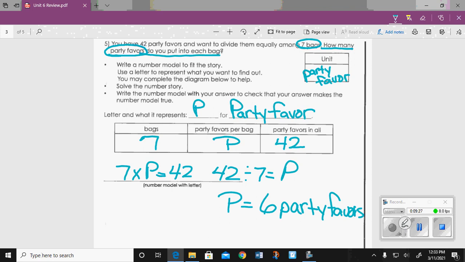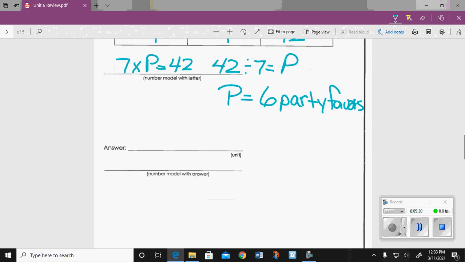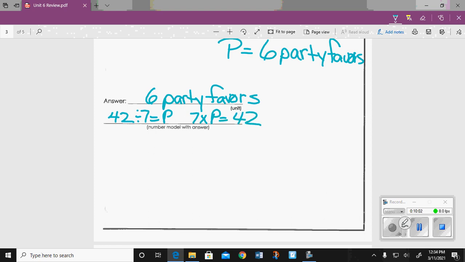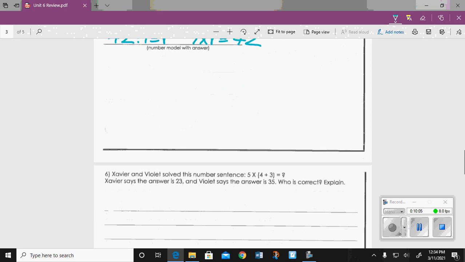All right, let's look at our next one. Okay, and I guess I put that up there a little farther so you can come down and put that on the line there. Your answer would be 6 party favors. I didn't get down far enough. And it would be 42 divided by 7 equals P, or 7 times P equals 42. Okay, and then we fill that out, which was what we had at the top.